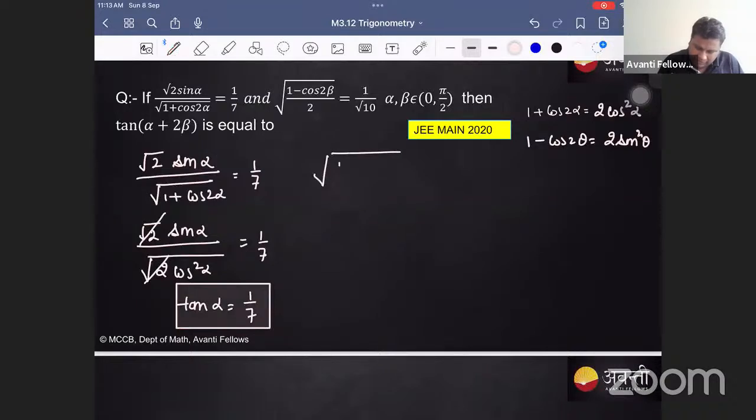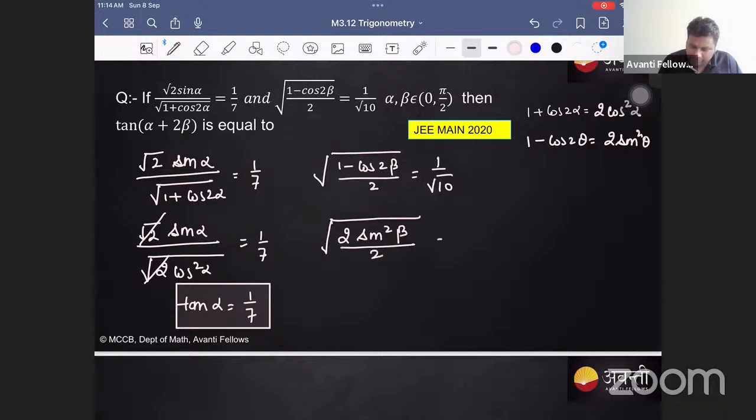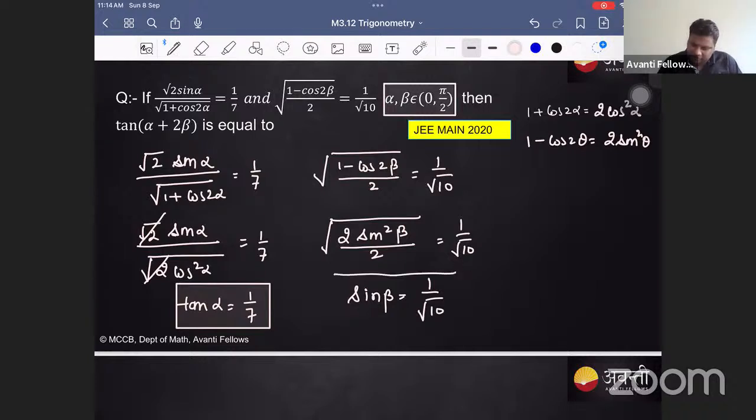Under root of 1 minus cos 2 beta upon 2 is given as 1 by root 10. All right. So inside the root, it can be written as 2 sine square beta upon 2 is 1 by root 10. From this, I can say that sine beta is 1 upon root 10. Now, why am I not considering modulus or anything? Because alpha and beta are given to me in 0 to pi by 2. Fair enough? Now, we have these two values.